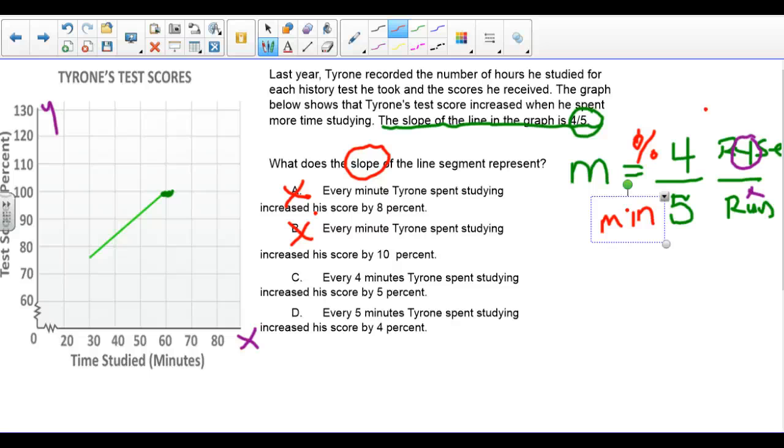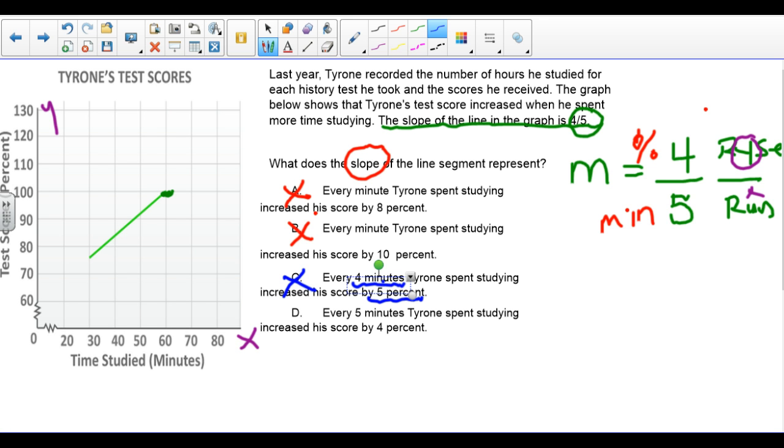So next one, we have every 4 minutes Tyrone's been studying increased his score by 5%. Now in this question they say every 4 minutes increases his score by 5%. Looking at here, I know the 4 is supposed to be the percent, but because it says 4 minutes, that is also out. Okay, it's just about using your common sense to eliminate.